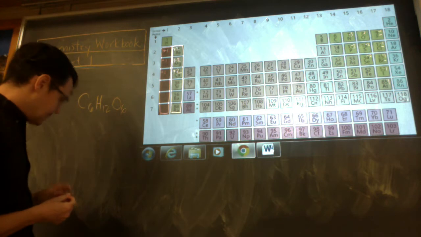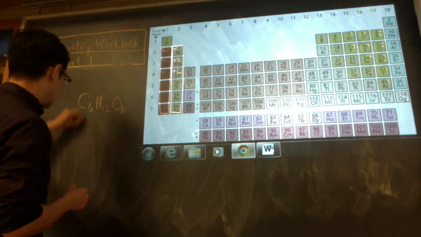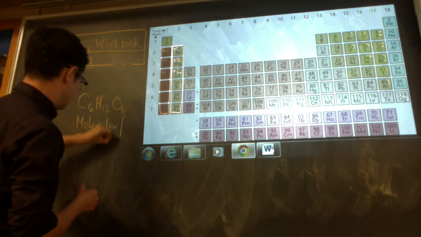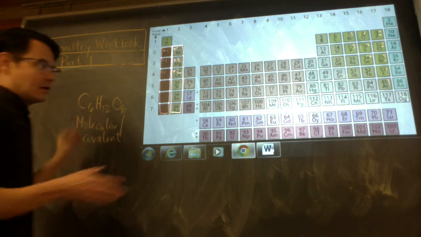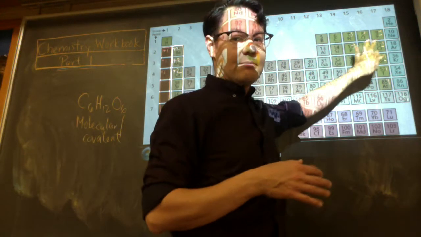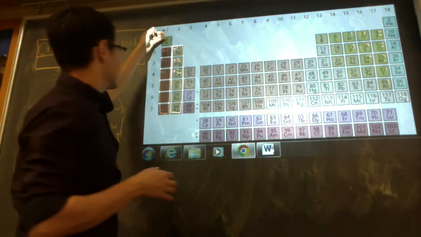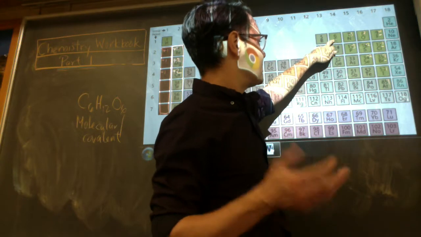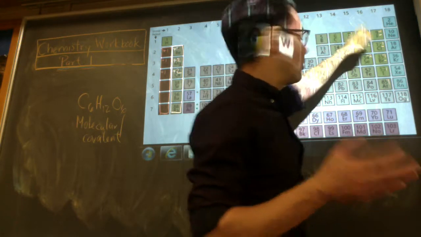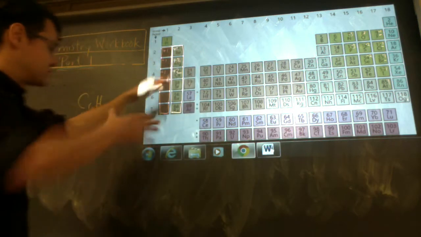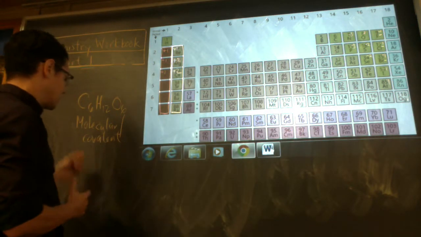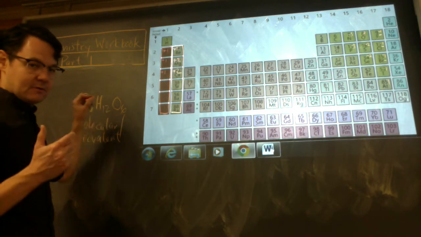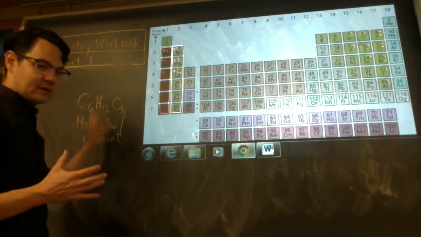But that is a molecular or covalent compound. It's all made of nonmetals. We consider in this case hydrogen to be a nonmetal in this situation here. So C, H, and O are all nonmetals that are going to be participating in this big molecule. So we say actually 6, 12, and 6 for glucose, for a molecular or covalent compound.